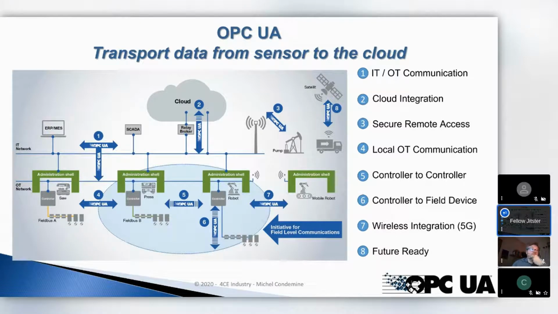We also have local OT communication. Bullet 4 is for communication between controllers, where determinism is not that important. When it is very important, we have bullet 5 for controller to controller, and more than that, bullet 6, controller to field device communication. Today we are studying 5G integration. Nothing is released at the moment, but a working group is active in the OPC Foundation, studying how we can integrate 5G in OPC UA. And for sure, bullet 8: OPC UA is an always evolving technology, so it's future ready.